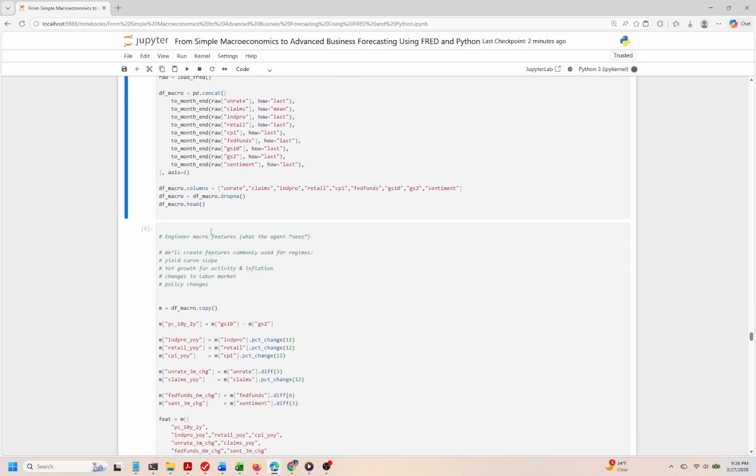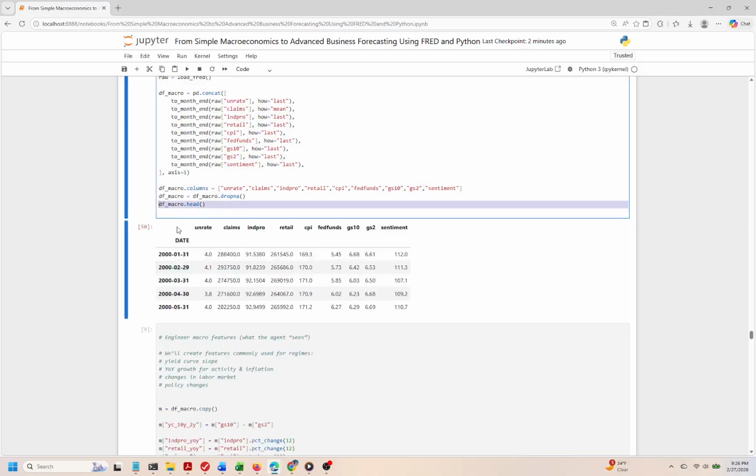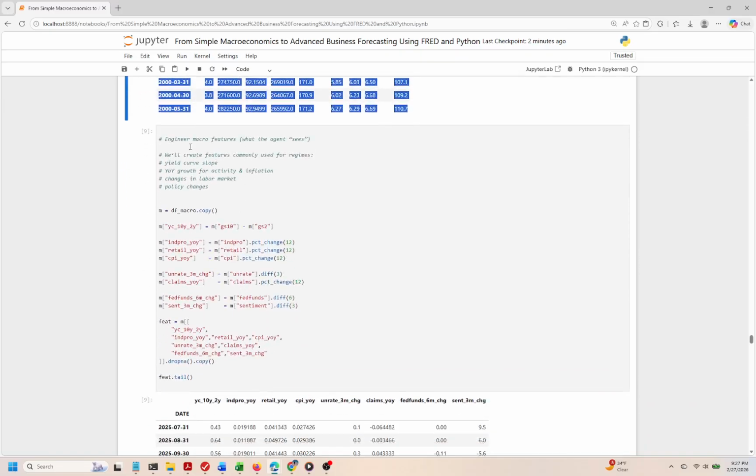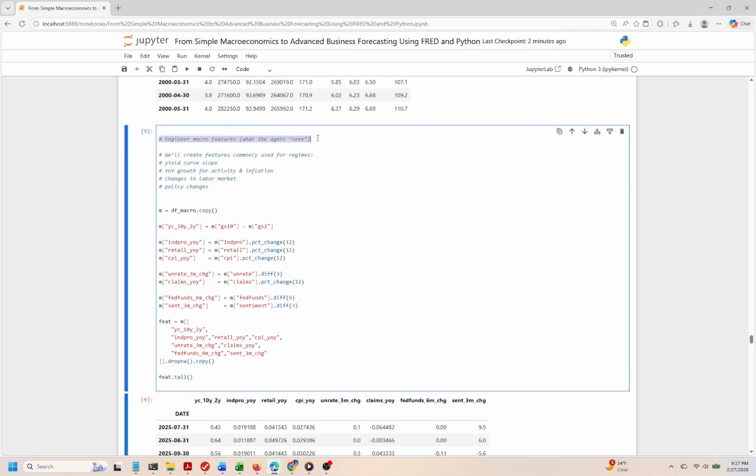Cell 22. In this code cell, we're focusing on engineering key macroeconomic features that will provide an agent with vital insights about the economic environment. By extracting and calculating these features, we can gain a clearer understanding of different economic regimes, such as growth or recession, and how they impact various indicators. This understanding is essential for informed decision-making in both economic modeling and forecasting.